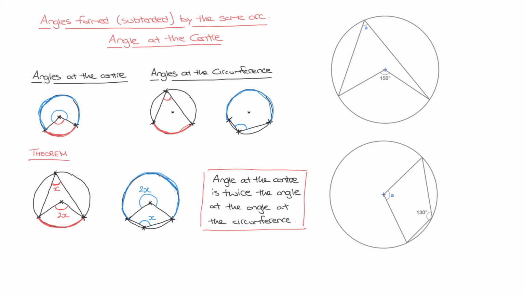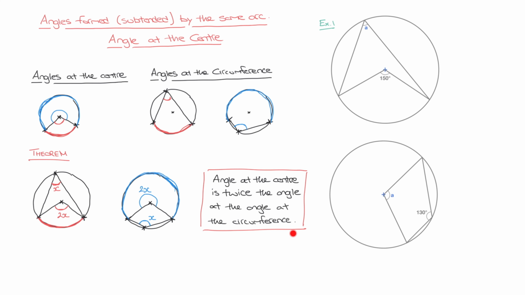All right, now that we've gotten all of the theory out of the way, let's go ahead and work through these two examples. For this first example, and in fact I'll write example 1 here, we need to find this unknown angle A. And notice that this angle is at the circumference of the circle. And notice as well that we're given an angle at the center of the circle, which is 150 degrees.